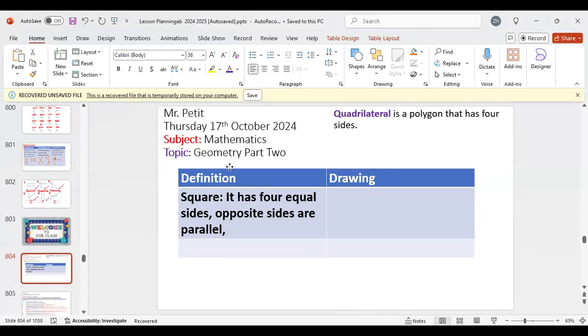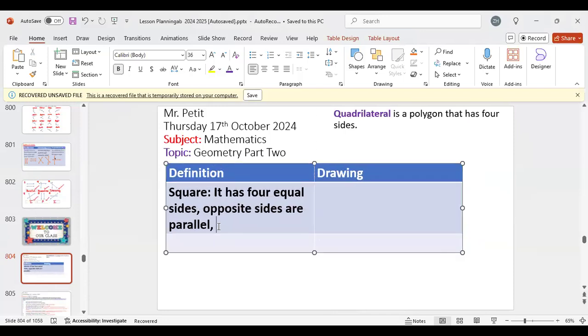A right angle. 90 degrees. All of the angles in the square, all of them are 90 degrees? Yeah. All of them in the square. So it has four equal sides, and all equal angles, or we can say all angles.